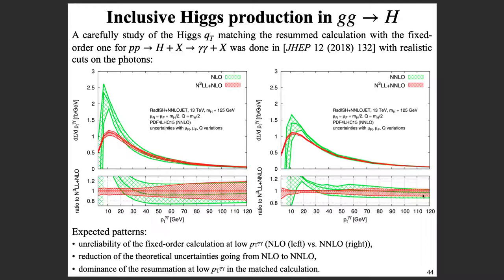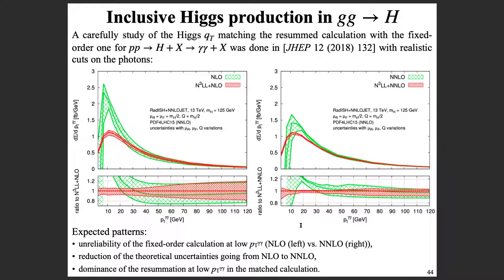There is, however, in the high QT region, a reduction of the theoretical uncertainty on the fixed order predictions. We have already seen them, and actually it is signaling the fact that the perturbative series, if the QT of the X is large enough, is converging.